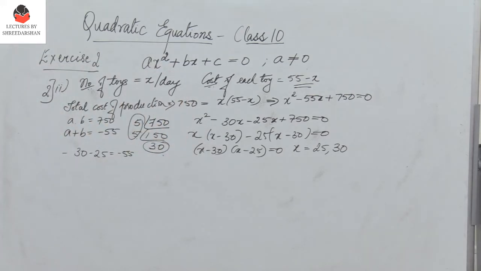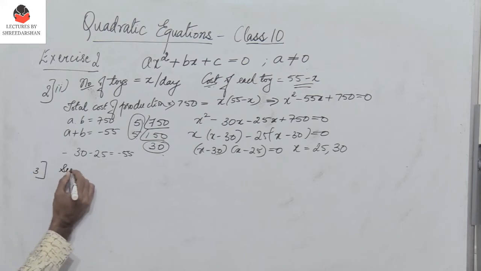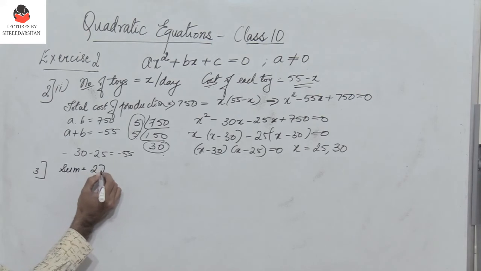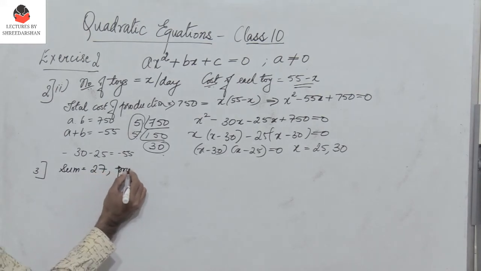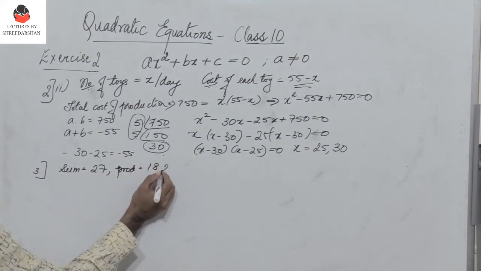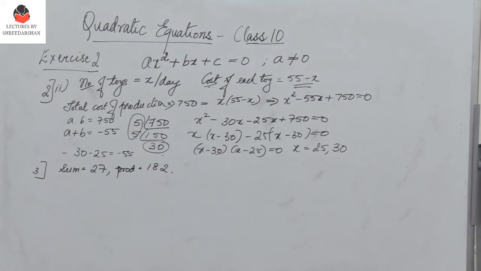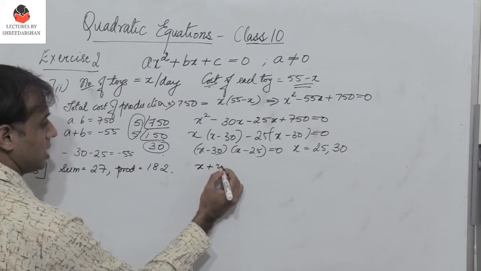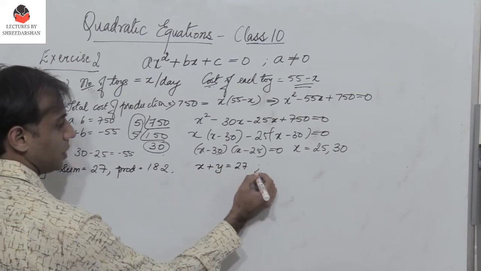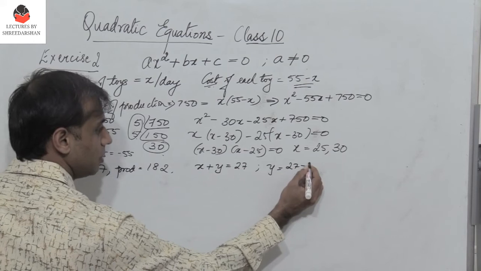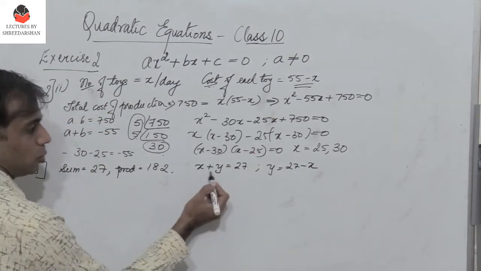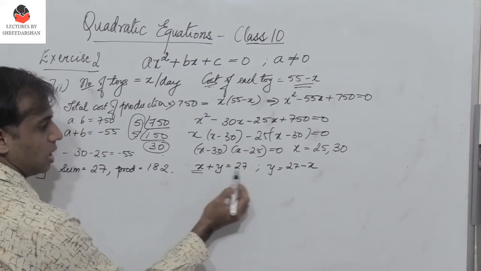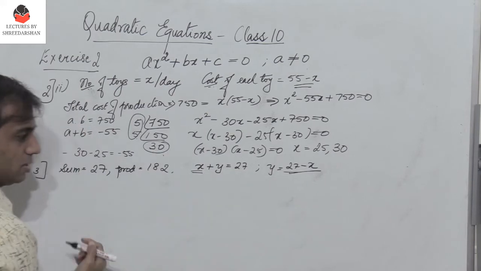Alright, so let's move on with the next problem. We have two numbers. The sum is 27 and the product is 182. So we need to find the two numbers. Alright. The sum is 27. So let the two numbers be x plus y equal to 27. So what is y? It is 27 minus x. Now one number is x, the other number is 27 minus x.